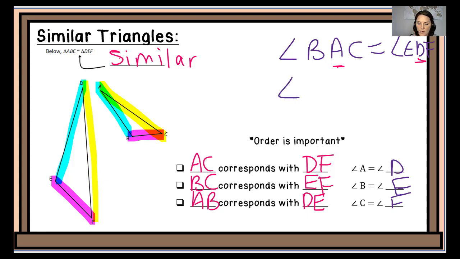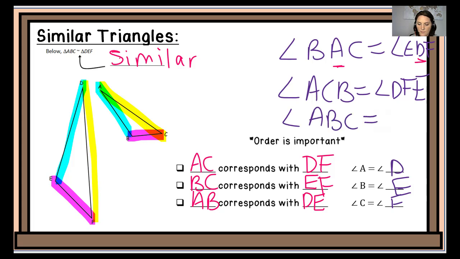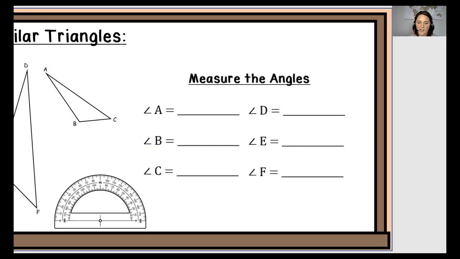So angle ACB is equal to angle DFE, and angle ABC is equal to angle DEF. So again, there are two ways to show that the angles are corresponding. Okay, let's go ahead and take a look at our next slide.